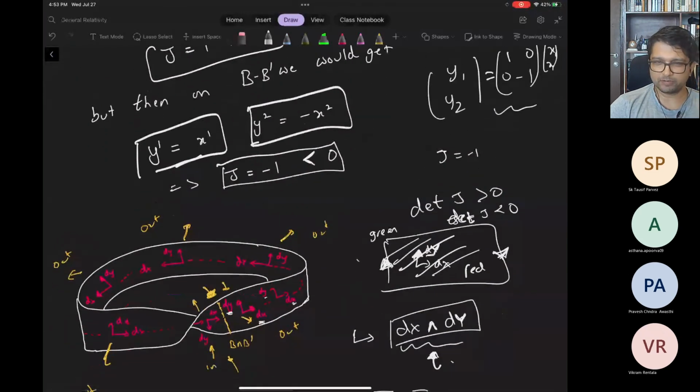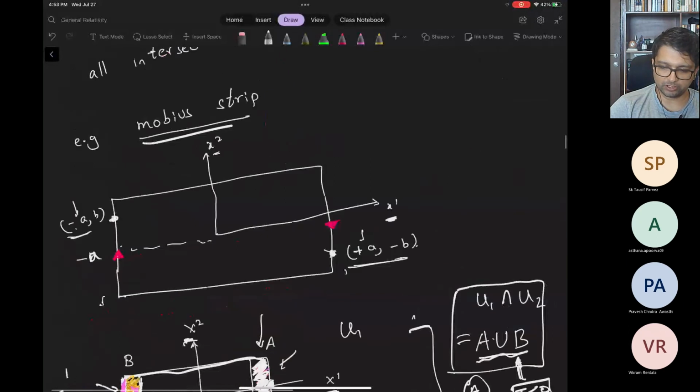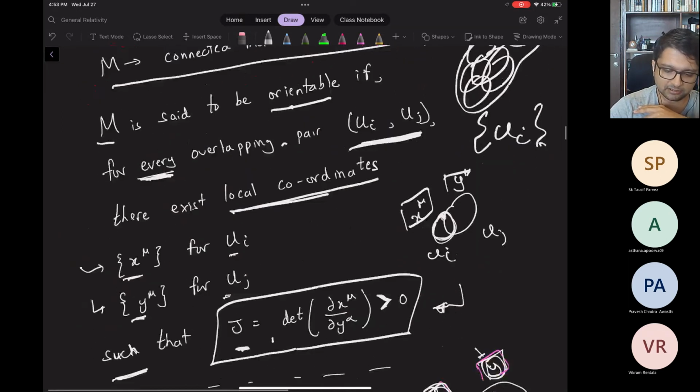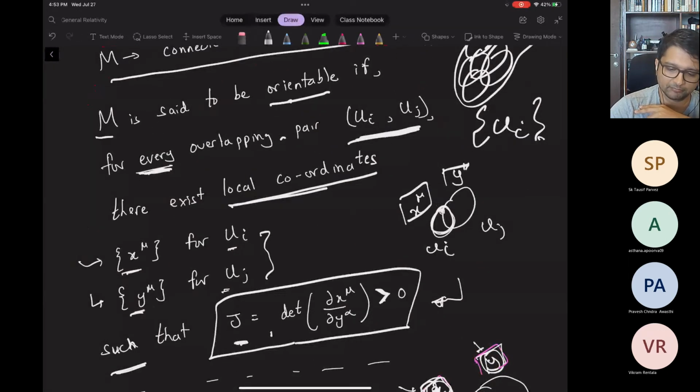So now we've defined a notion of what it means for an orientation to a manifold, and this notion of orientation agrees with our intuitive notion of orientation when we thought about the Mobius strip versus the cylinder. If M is a connected manifold covered by U_i, M is said to be orientable if for every overlapping pair you can find local coordinate systems such that for every intersection of U_i and U_j, the Jacobian is positive at every point in the intersection. Then you say that the manifold is orientable.